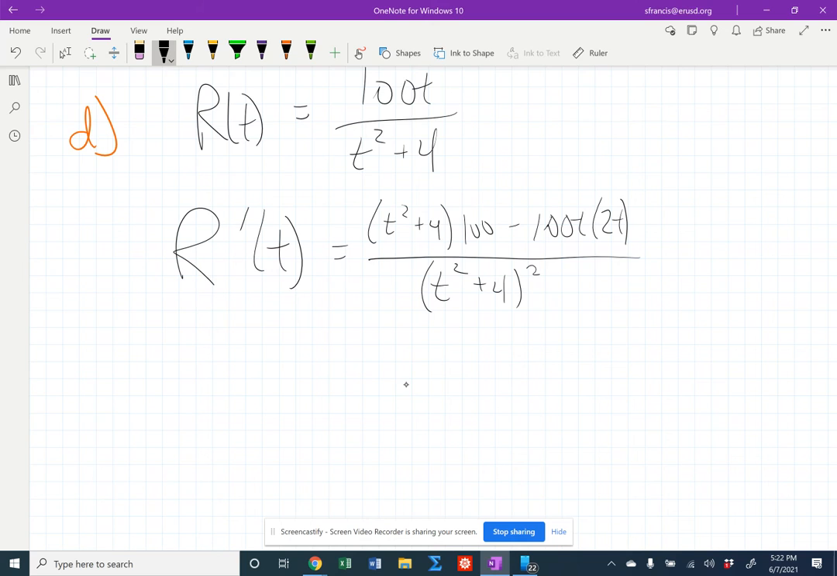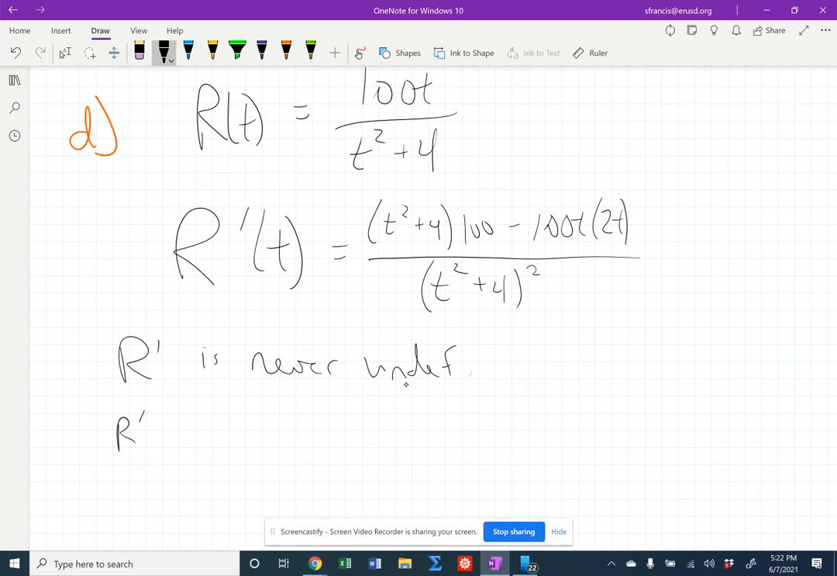Oh, yeah, they give you a point for just taking the derivative. So if you think to take the derivative, you're off to a good start. So r prime is never undefined. It's only undefined when the bottom's 0, but t squared plus 4 is never 0.